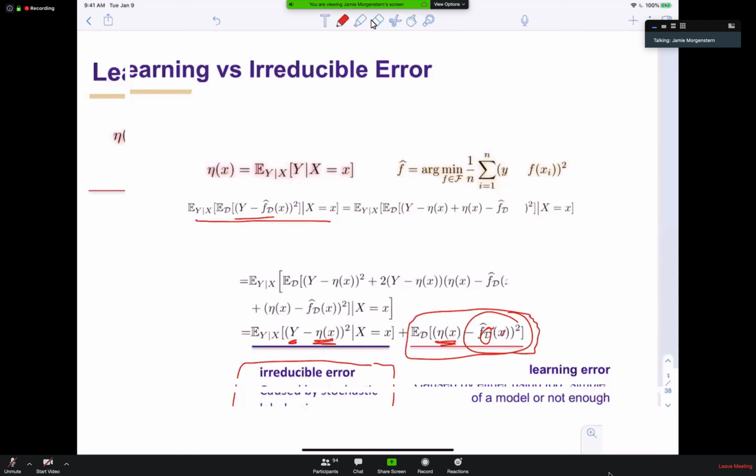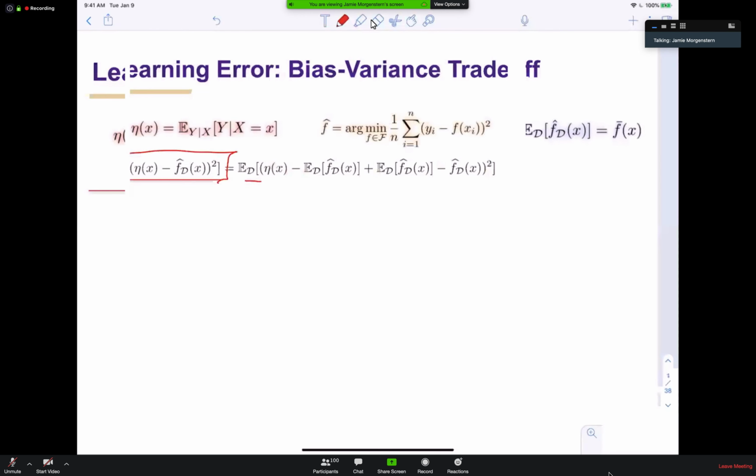Okay, so now what I want to do is some manipulation of this learning error term. I just copied this over from the other slide. In general, the way we start all of these analyses is by adding and subtracting the same term, and doing some simple completing of the square. So that's just equal to this term right here.